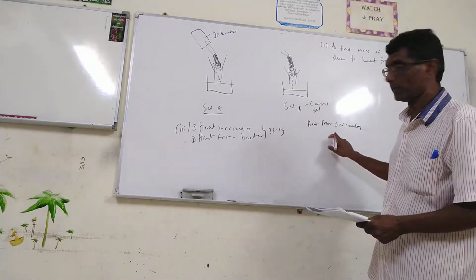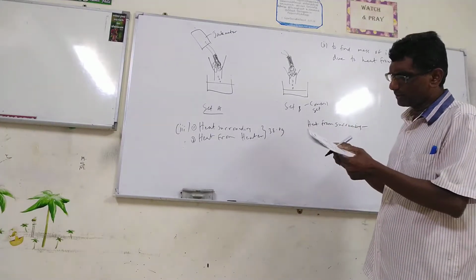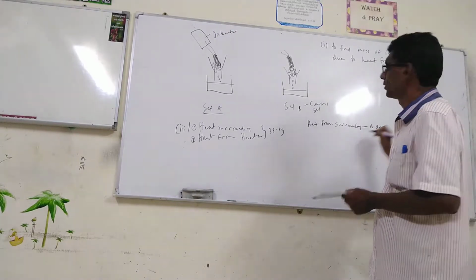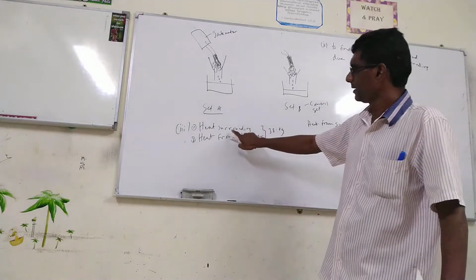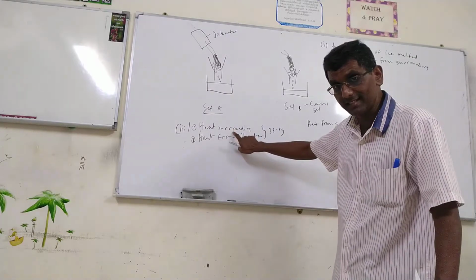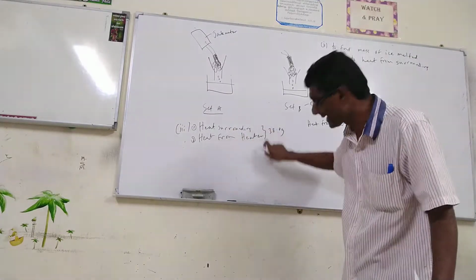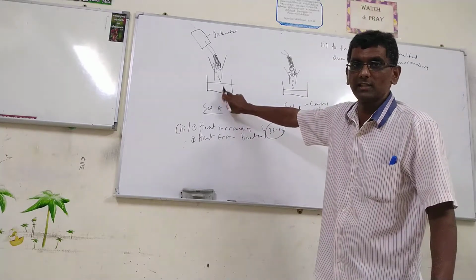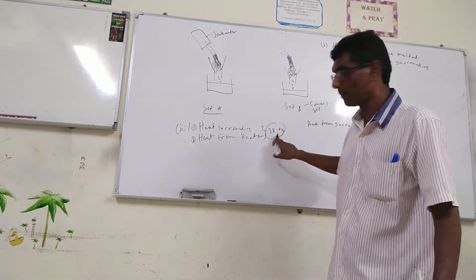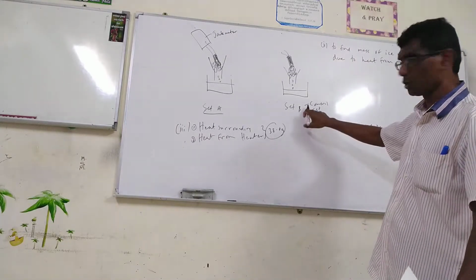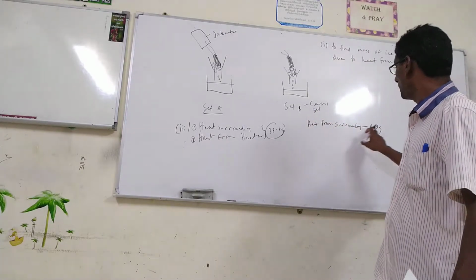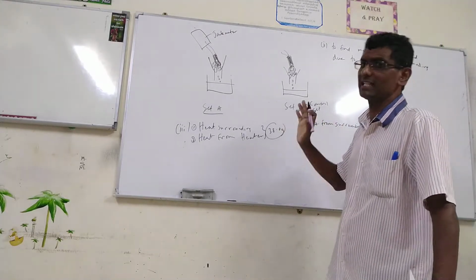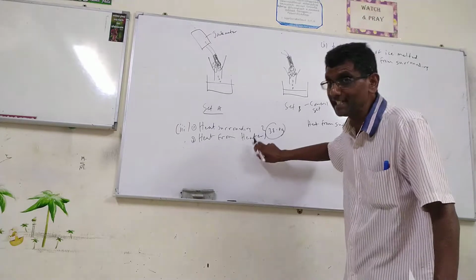Heat from surrounding only. So what is the mass? Mass of ice collected in set B after 2 minutes is 6.0 gram. So for set A, heat from the surrounding and heat from the heater combined, 38 gram of ice melted. But set B, the control set, heat from surrounding only, 6 gram. So what is the mass of ice melted because of the heater only?